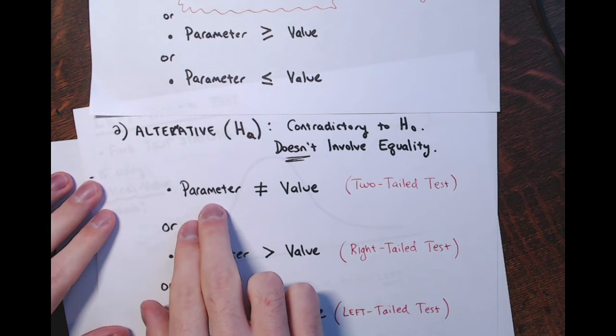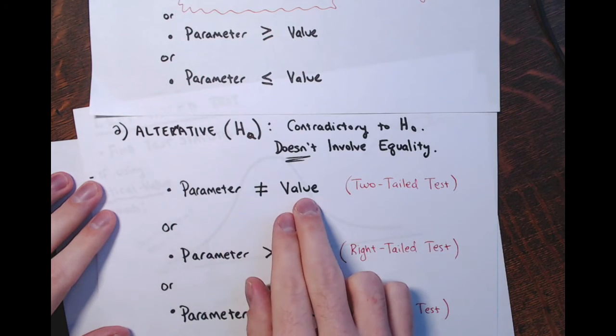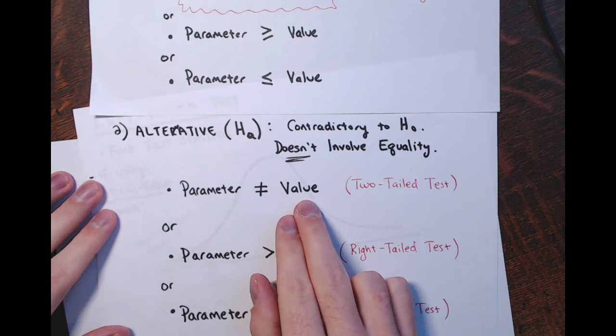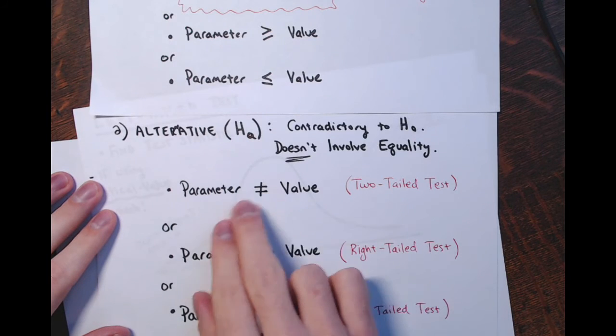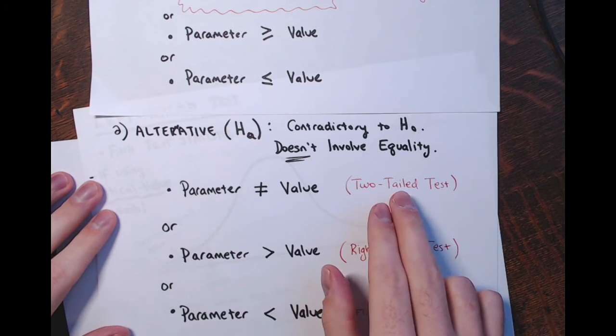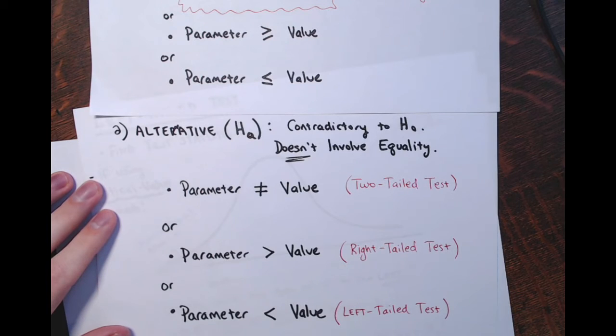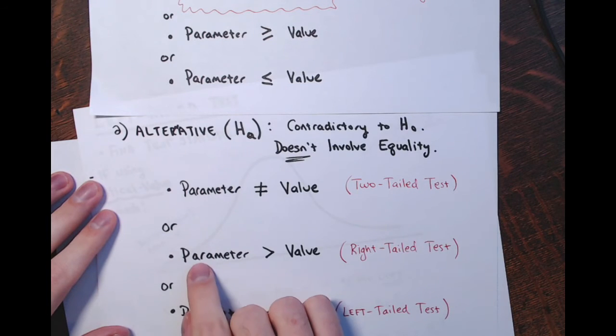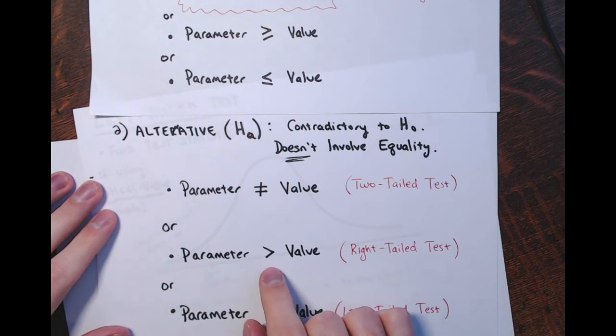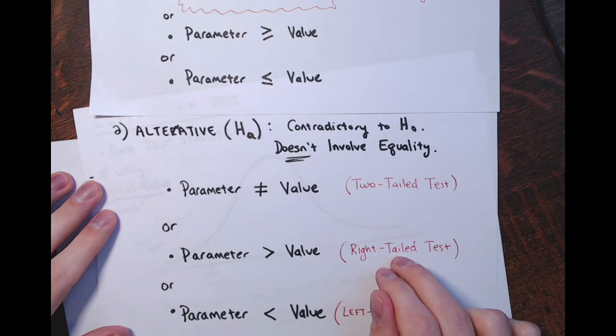If the parameter is not equal to some value or different from some value, well, then it could be on either side, so that's a two-sided, two-tailed test. Or it could look like this, where the parameter is greater than some value. Being greater than some value, on a number line, is being to the right of that value, so this is indicative of a right-tailed test.